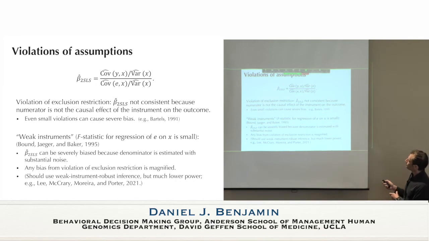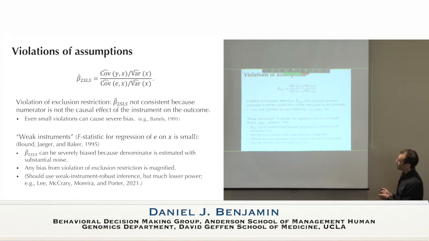So in particular, if the exclusion restriction is violated, then the estimator is not consistent. And the way to see that is, the numerator is the causal effect of the instrument on the outcome from the reduced form. If the exclusion restriction is violated, if the instrument matters for the outcome in some other way, this is not going to be giving you the causal effect of the instrument. So rescaling it is not going to give you the right effect of the exposure on the outcome. And even small violations of the exclusion restriction can lead to severe bias.